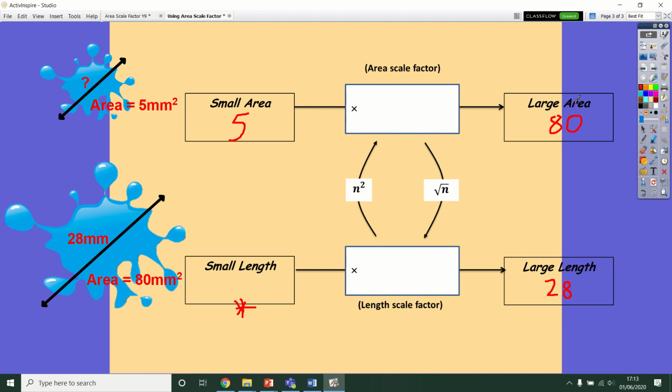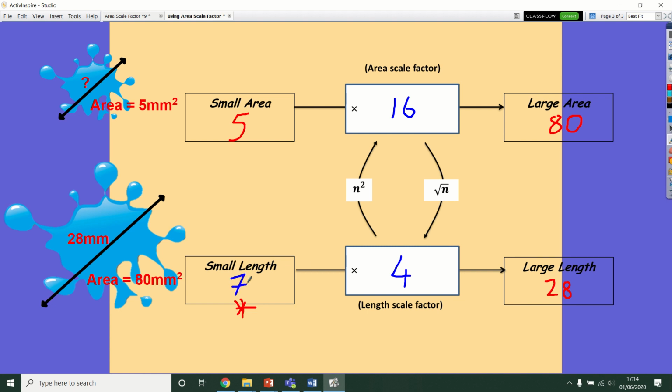I've got two numbers on the top, so I can hopefully work out the one in the middle. If you can't work out how many 5s go into 80, you can do 80 divided by 5 on your calculator, and that makes 16. Now, if I want to go down a row from area scale factor to length scale factor, it's along this arrow, so that's square rooting. Don't forget that it's not halving, you're working out what squares to make 16, and that's 4. So that's my length scale factor. So then something, the thing that I want, times by 4 makes 28. If you divide 28 divided by 4, that makes 7. And we're working in millimeters, so I'm going to keep it as millimeters.